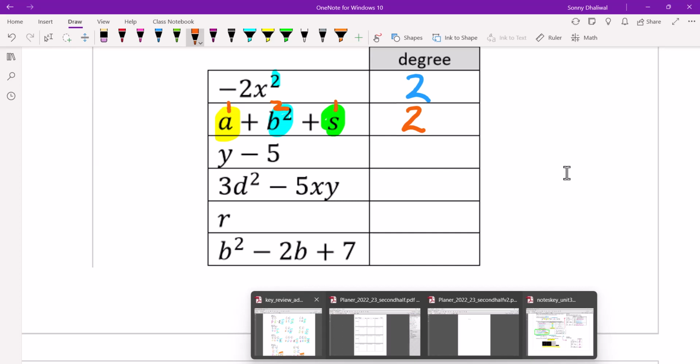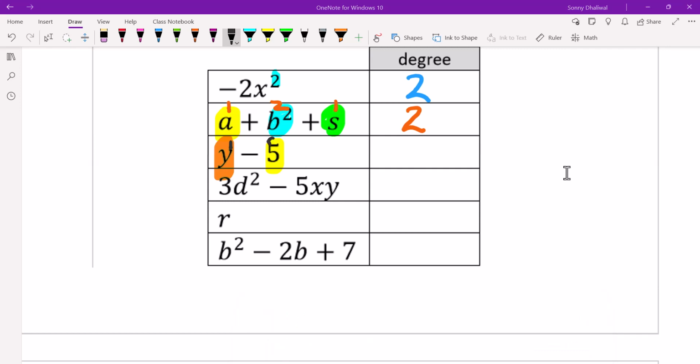Okay. We said this one has 2 terms. So we had a term here, and we had a term here. So we need to find the degrees of each one. What's the degree of the first term? 1. I'll put a little 1 there. What's the degree of the second term? 0. What's the degree of this expression? 1. Picking the highest one.